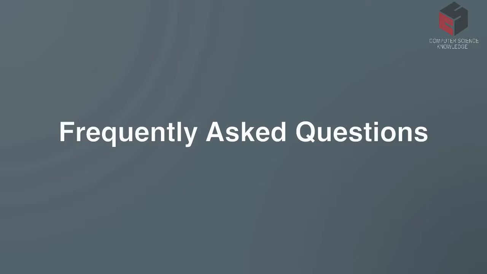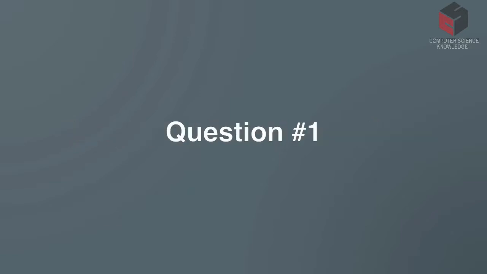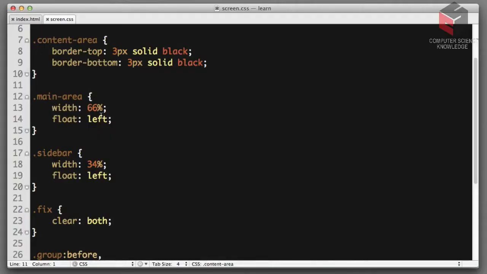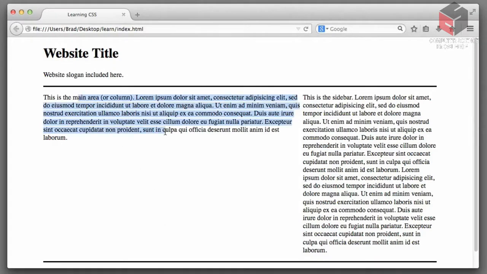Now this lesson is almost complete, but before we end it, I want to address some of the most commonly asked questions about layouts and floats. So the first question is, how or why did I choose these width values for the two columns, 66 and 34%? The reason I chose these width values is because I wanted a layout where the main column used 2/3 of the available width and the sidebar used 1/3 of the available width.